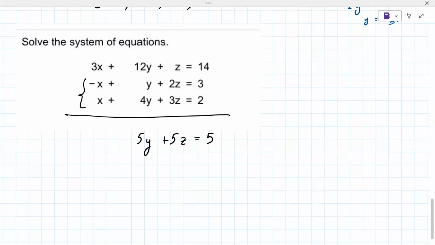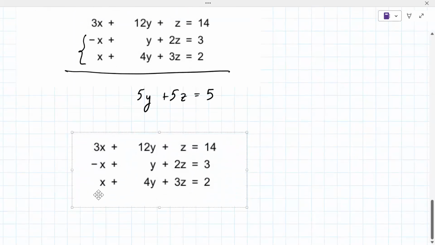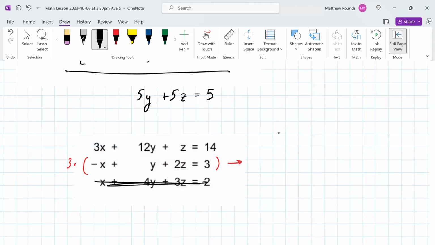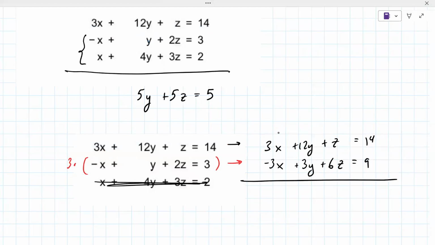So if we kind of just reset here, and it's a little easier because I've got the copy and paste here. If we look at how we can get rid of the 3x, that minus x is really appealing, because if you multiply everything by 3, you get minus 3x plus 3y plus 6z equals 9. And if I just rewrite the other equation above it, if you add these together, do you see that the x's now go away completely?